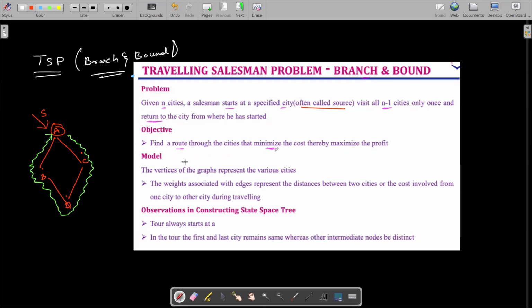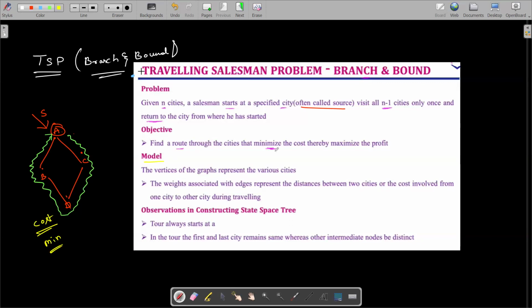Objective: find a route through the cities that minimizes the cost, thereby maximizing the profit. What is the cost of this particular route? We have to identify the cost of this route. What kind of cost? Minimum cost we have to find out. The minimized cost as well as the minimum route we have to identify, and with that route we can get the maximum profit. That is the reason.